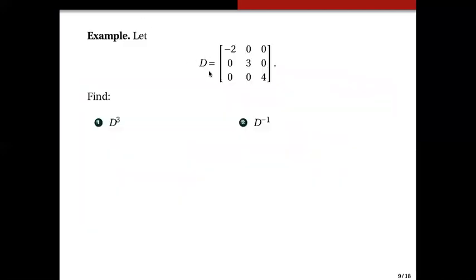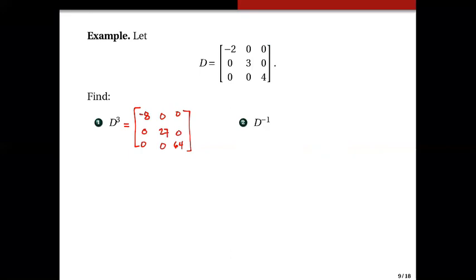Now, let us consider this diagonal matrix D. We want to find D cube and D inverse. For the D cube, again, all we need to do is to cube the corresponding diagonal entries. Okay? So, -2 cube, this is -8. 3 cube, this is 27. And then 4 cube, this is 64. And the rest of the entries are just zeros. So this is the cube.